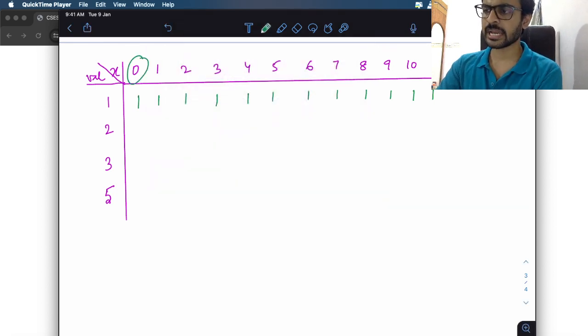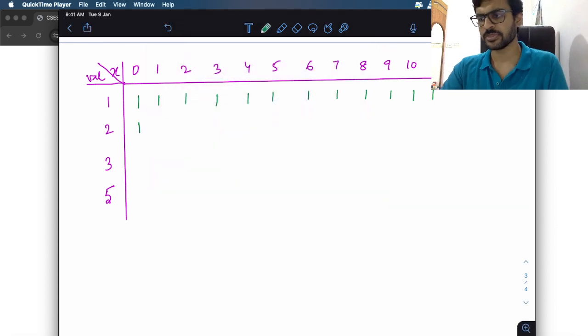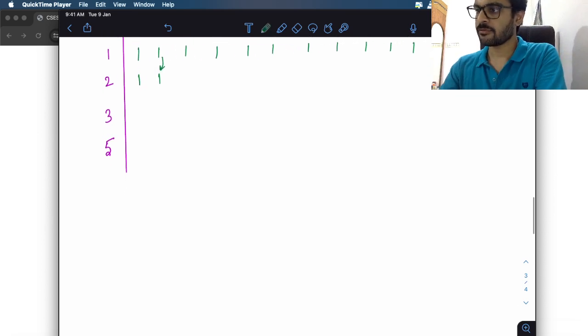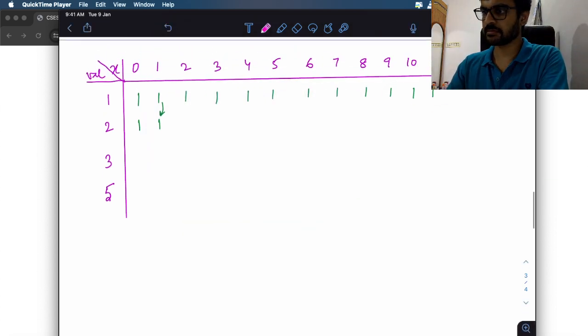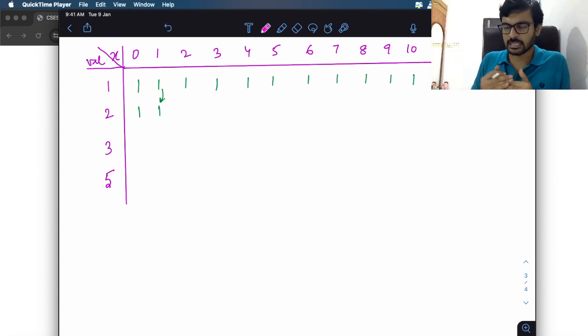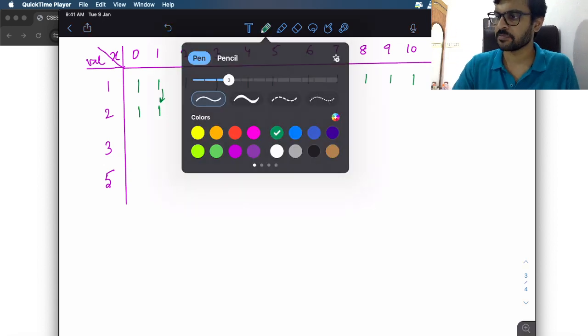For 0 you will not take anything, the number of ways remains 1. For 1 you cannot do anything better. You will say, I can't take 2, and then your answer will come from the top only. So without using 2, whatever the answer was, that only remains, because you cannot take 2. Whether you take that element or not, this is the situation that remains. So let's move ahead and see.